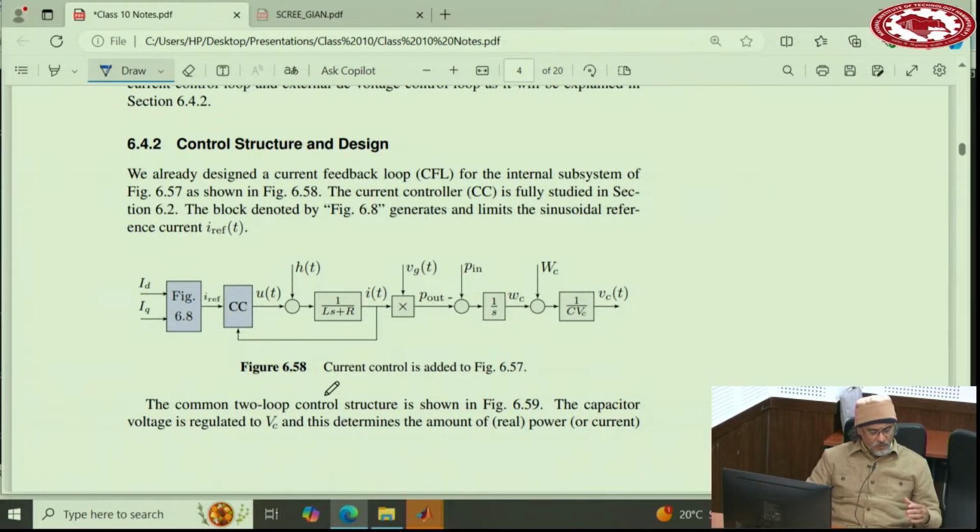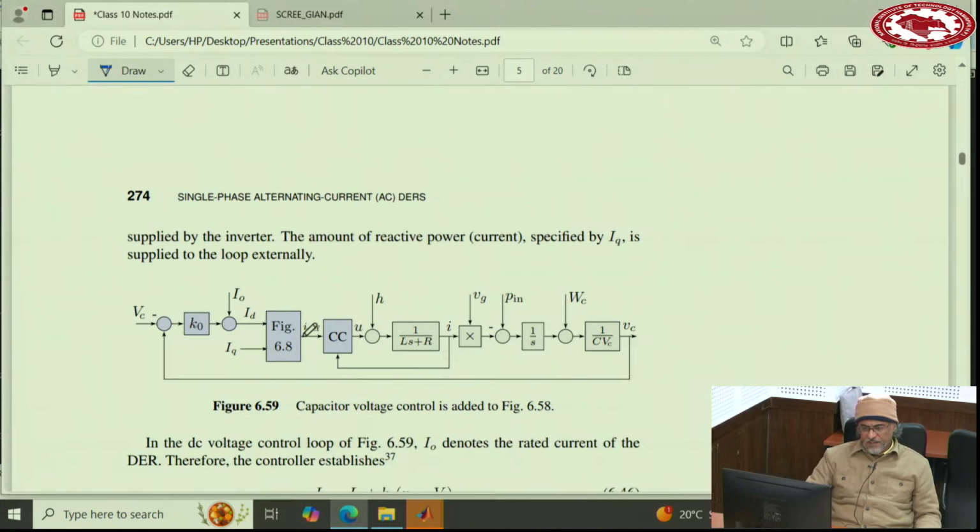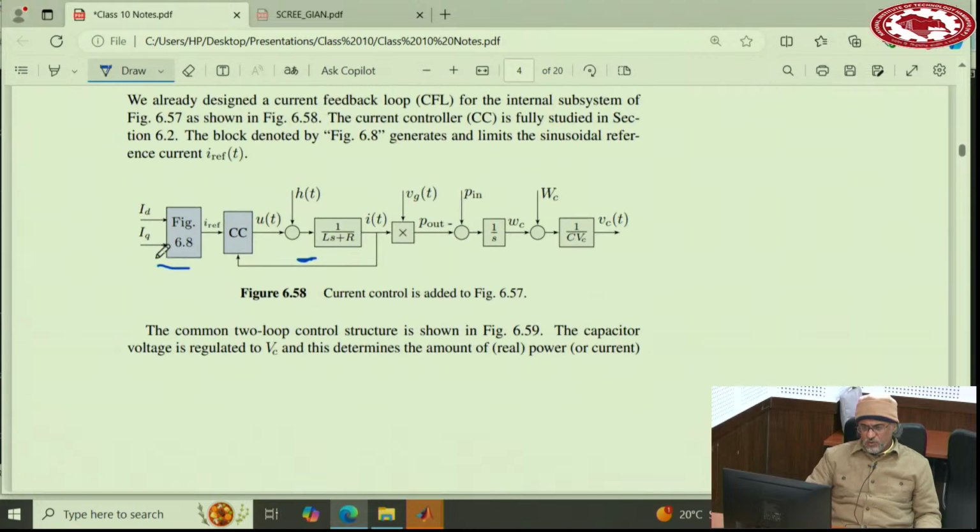What we do, obviously, we always want to keep in mind that we want to do current limiting. So a current feedback loop should be there. That's the current feedback loop here, in order to be able to limit the current. So this is the limiter for the reference, and then current feedback loop. And then this has two inputs, one ID and one IQ. ID represents the real power, IQ represents the reactive power. Remember, we are in AC domain now.